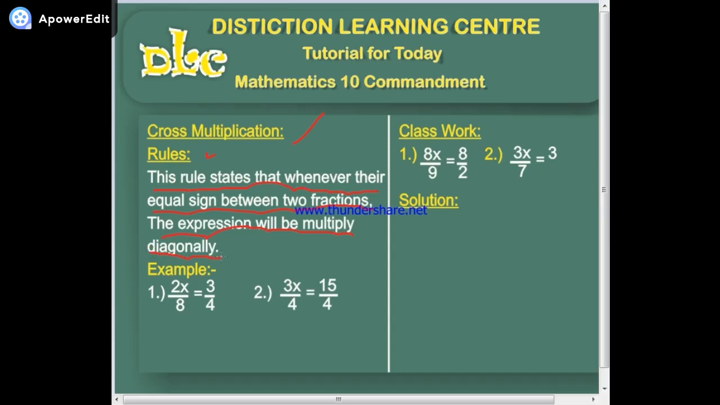Now, what they are trying to say is that whenever there is an equal sign in between two fractions, the rule that we are going to use is to cross multiply. And how are we going to cross multiply? That is what I'm going to teach you here. So now we are going to do that by working through the questions under the example section. Now let's start.